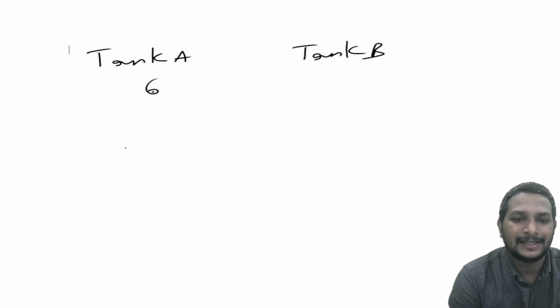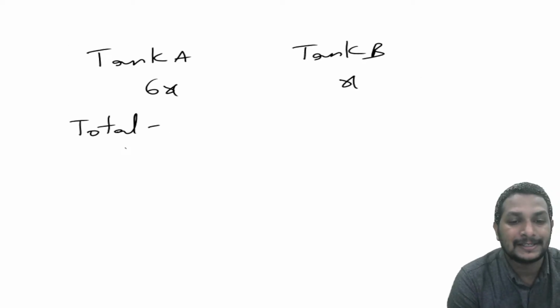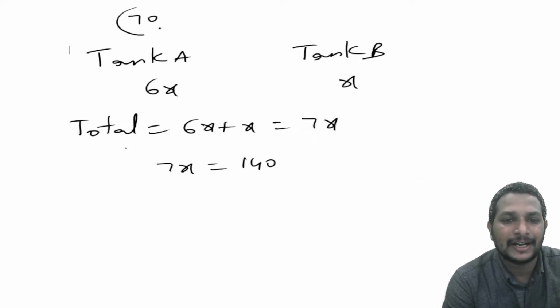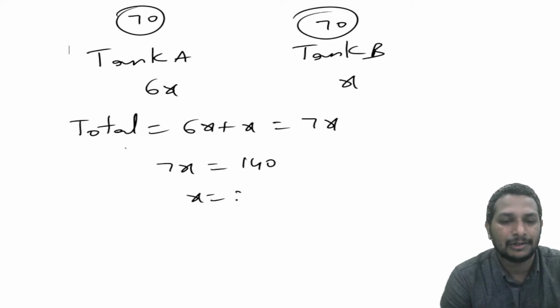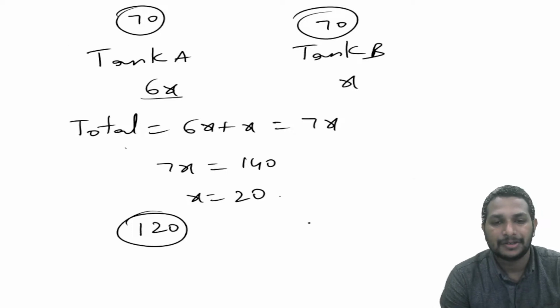I'm taking them as 6x and x. But total will be getting it as 6x plus x, right? Answer is 7x. As they told, both the containers should contain 70 and 70 equally. So total amount is how much? 140. x equals 20 we got. So amounts will be 120. 6 into 20 becomes 120, and the other is 20.